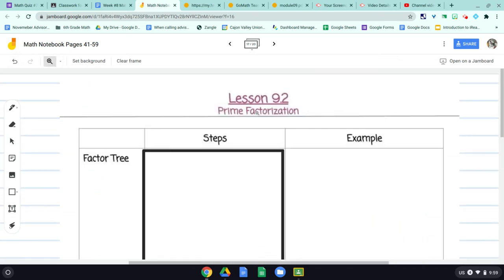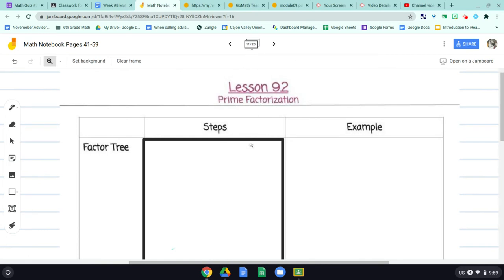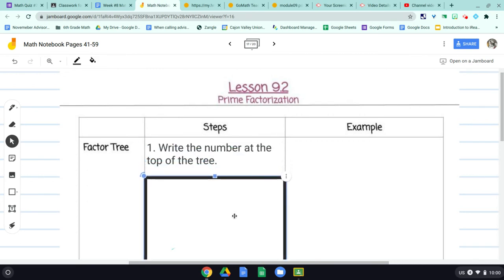Now, remember, while you're taking notes, these notes can be paused or stopped, and you can always write things down to get caught up and then continue the video and move on. I'm going to reveal step number one. Step number one for finding the prime factorization using a factor tree is to write the number at the top of the tree. In this case, I'm going to use the number 240 as our example.